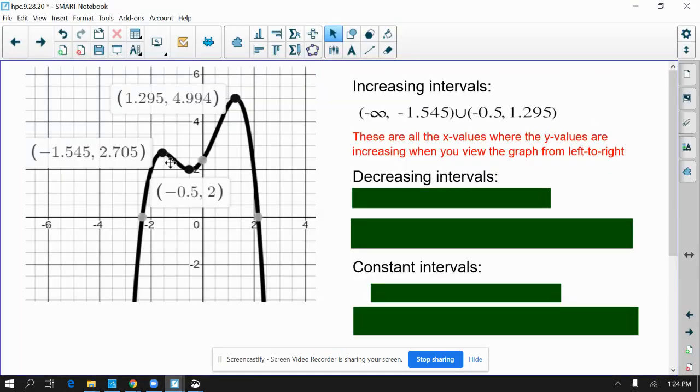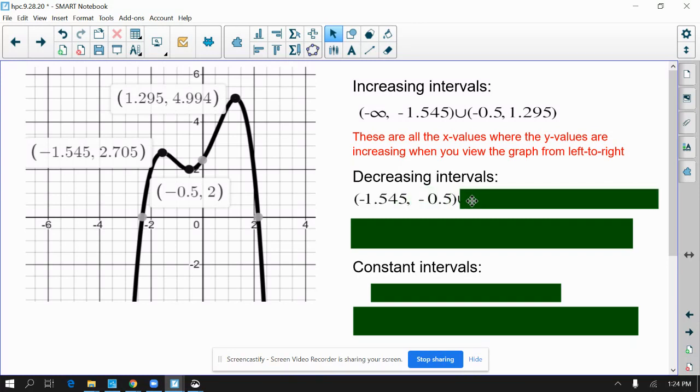Decreasing intervals, well, this section is decreasing, and so is this section right here. But I'm 100% confident you can see that, but can you express it mathematically? What are the x values that produce this section right here? All the x values from this x value to this x value. So from -1.545 to -0.5.